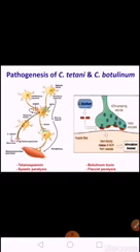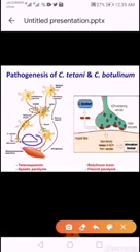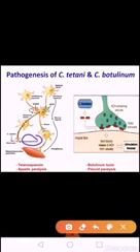Wound contamination by Clostridium tetani spores. The next step is germination and multiplication, and then release of neurotoxin, which is tetanospasmin. This is absorbed by nerve ending and it reaches through retrograde axonal transport to central nervous system, where it fixes to ganglioside receptors. And this inhibits the release of inhibitory neurotransmitters such as gamma aminobutyric acid and glycine.